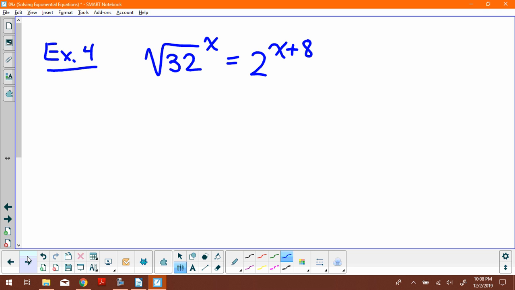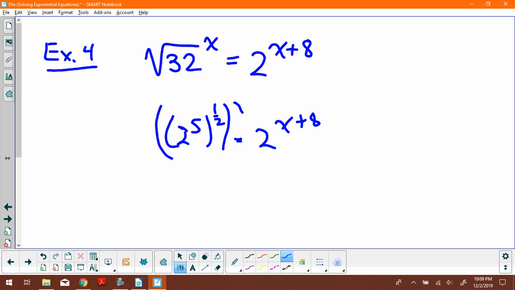Okay, next level here, I got root 32x equals 2 to the x plus 8. So, two things to deal with. One, 32 I can rewrite as a power of 2. So 32 becomes 2 to the 5th, which is good because my other side is already a power of 2. The square root sign, to deal with that, we're just going to change that to its other form. Square root is the same as power 1/2, which is then to the power of x.